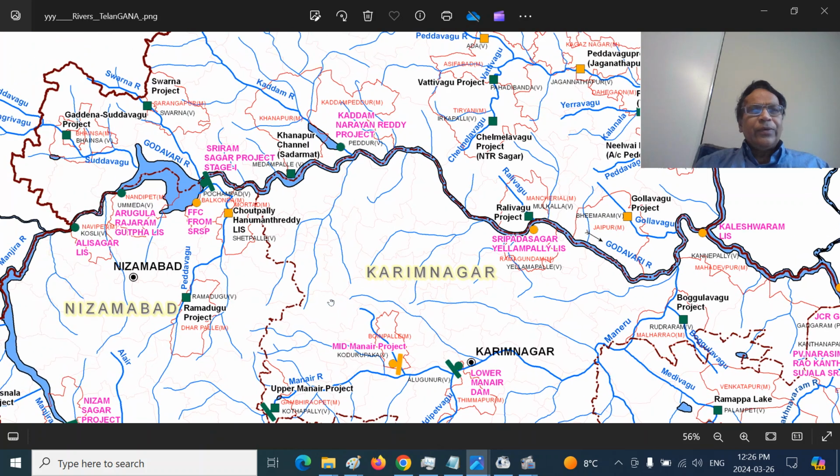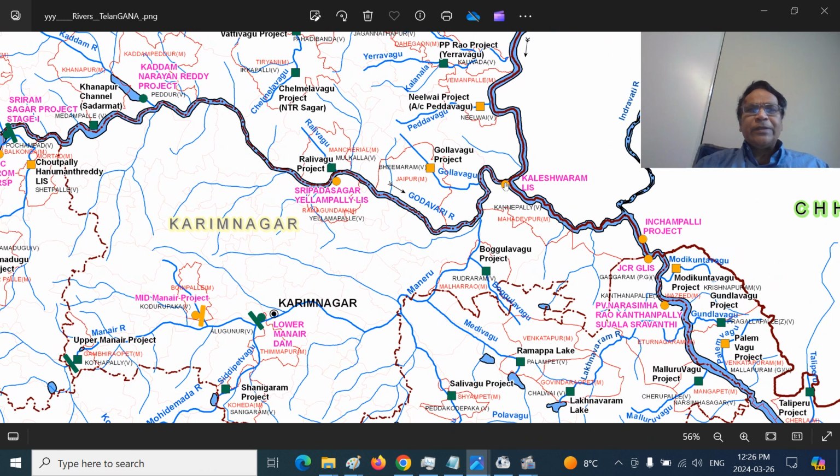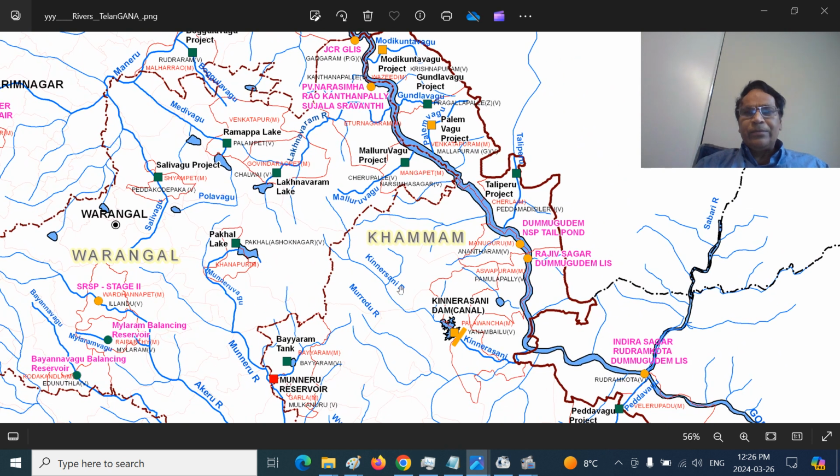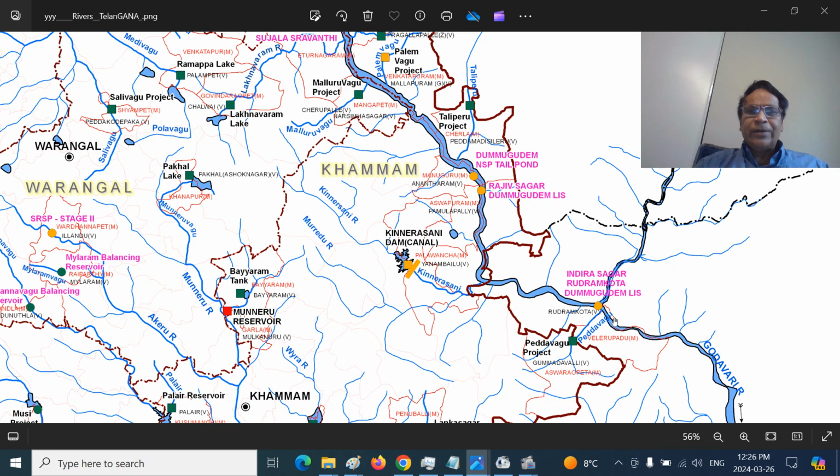So this is the Pochampadu project, Sri Ram Sagar project, Manjra. This is somewhere will be Kandukurti, and Kaleshwaram is here. We dealt that in the previous series. What we are talking about today is the Kaleshwaram. Sironcha will be here up to Kunavaram, where the Shabari River joins. This is the Shabari River, Kunavaram.